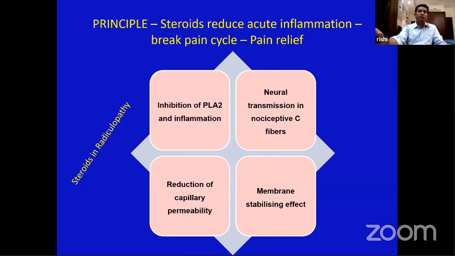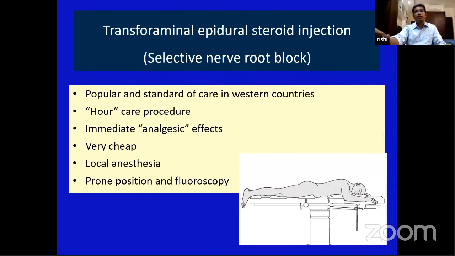So they act through different mechanisms. They inhibit the phospholipase A2 activity. They reduce the neural transmission in the pain-sensitive nociceptive C fibers. They reduce the capillary permeability, thus reducing the inflammation, and they also have a membrane stabilizing effect.